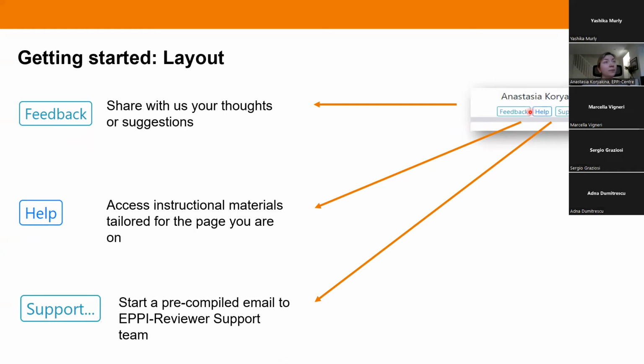The help button is also very important. Basically, this is the way for you to access instructional materials tailored for a particular page where you are at the moment. It changes depending on what section of EPPI-Reviewer you are currently on. So please do check it. It's basically like an encyclopedia of EPPI-Reviewer, and it covers most of the functions that EPPI-Reviewer can do. Definitely worth checking it. And finally, the support button opens a precompiled email to a review support team. So definitely this is the quickest way to ask us for help on your review.